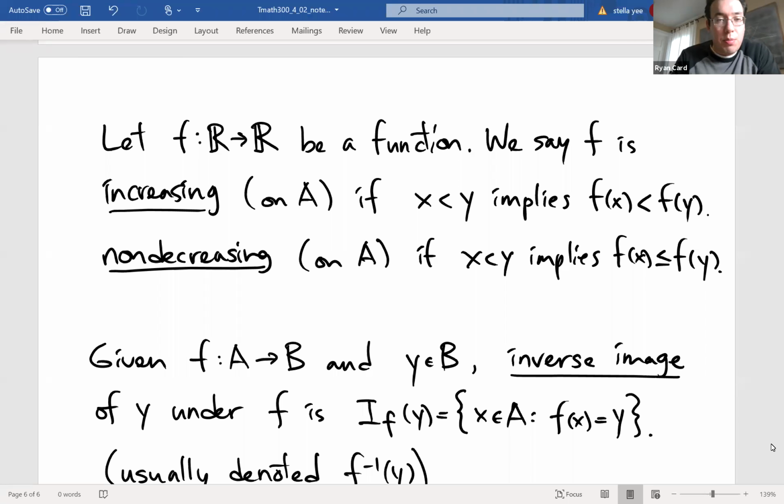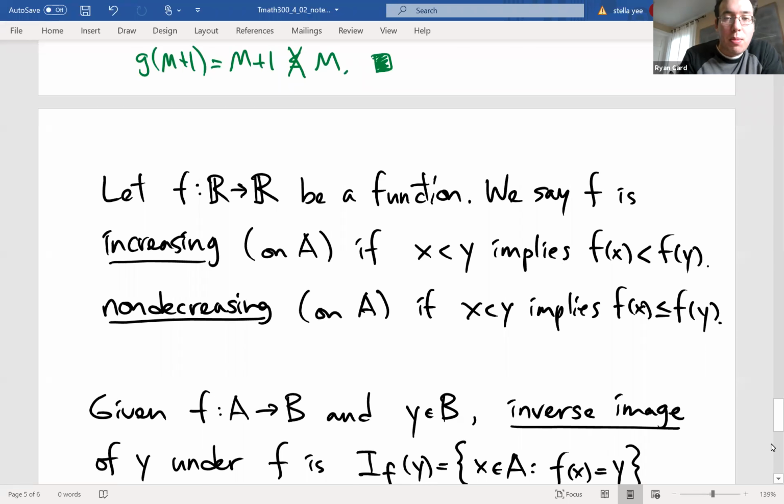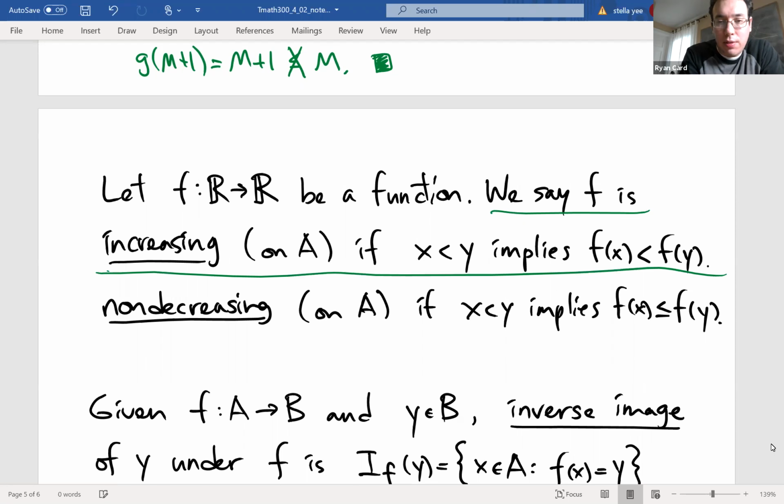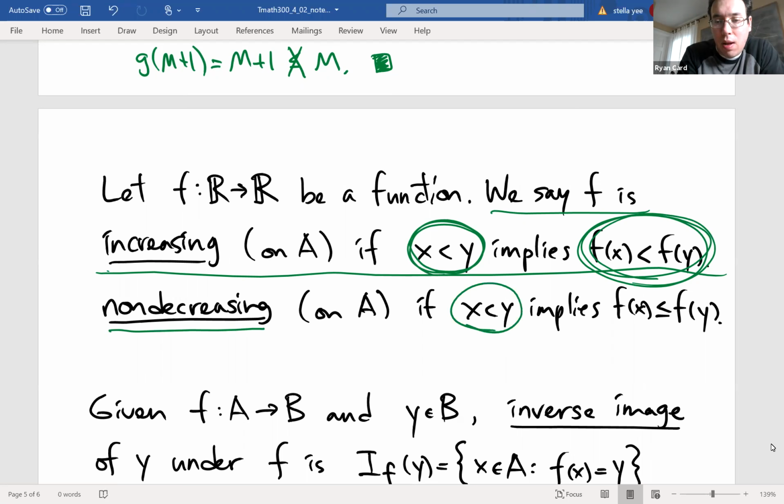All right. So a few more definitions. We say that the function is increasing if you plug in a larger input, that gives you a larger output. And we say that the function is non-decreasing if larger input means, well, you might increase, but you might be equal. So you at least don't decrease. So that's called non-decreasing.